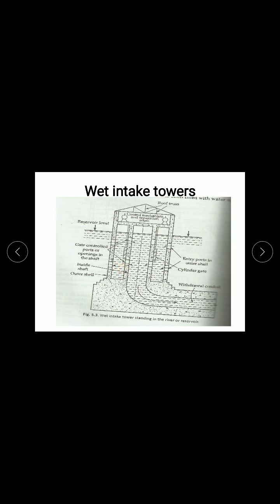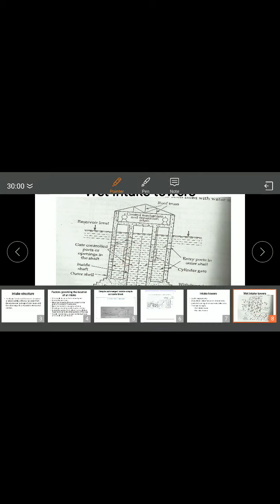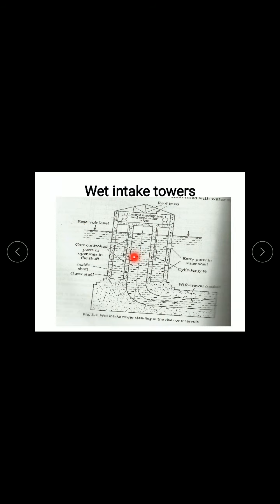Then you can see one more port, where if the gate is opened, this inside shaft is connected to the withdrawal pipe. So water enters, and through the withdrawal conduit, the pipe sends the water into the water treatment unit. This is a wet intake tower.